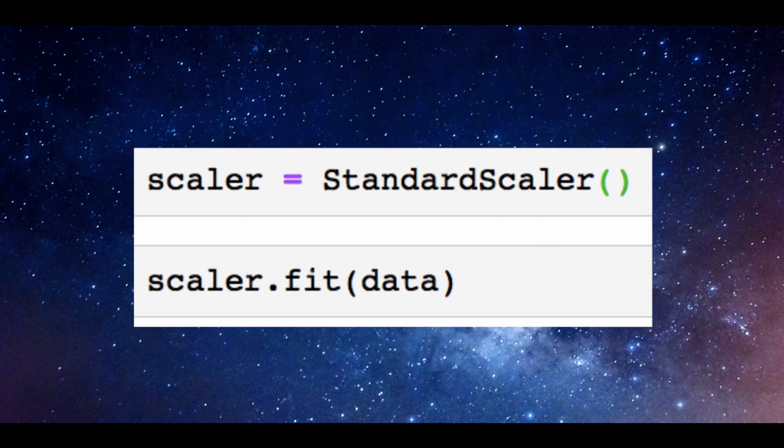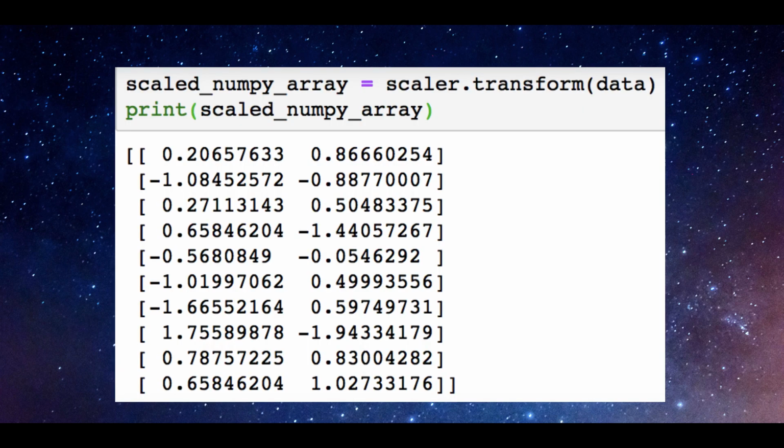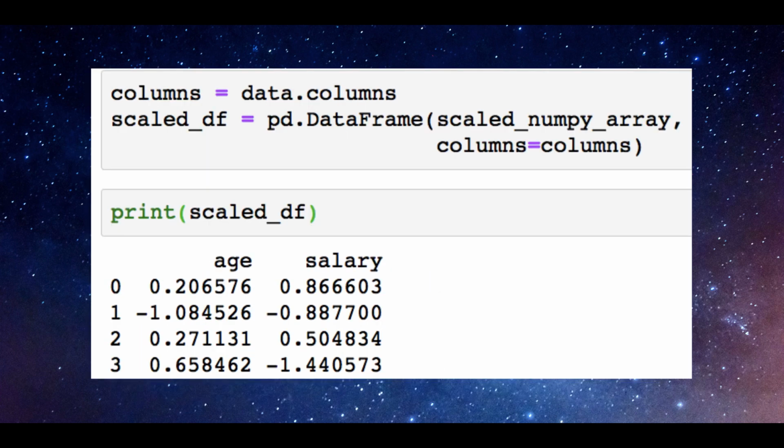Now, we must instantiate the StandardScaler which we imported from the sklearn.preprocessing module and call the fit method. This returns the scaler object but internally figures out the mean and variance of the dataset for each of the columns. Next, we call the transform method on the scaler object by passing the data frame as an argument, which returns a standardized NumPy array which needs to be converted back to a data frame. Now you just call pd.DataFrame with the scaled NumPy array and the columns of the original data as the arguments, and your resultant data frame looks like this.